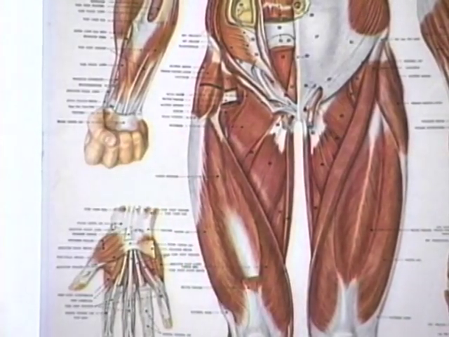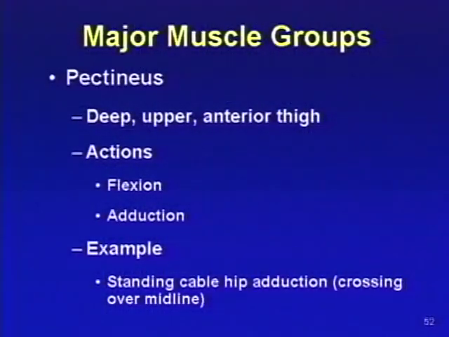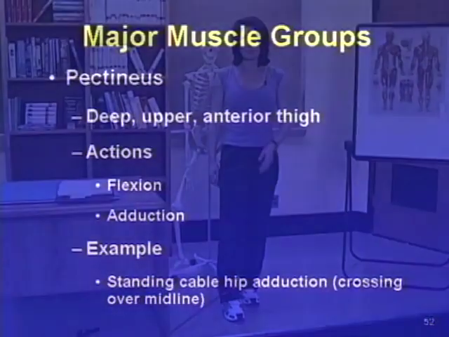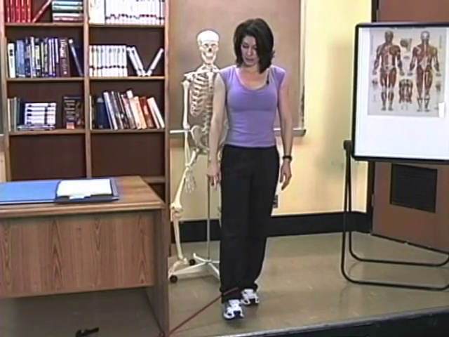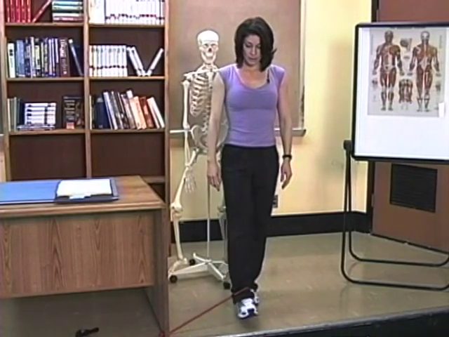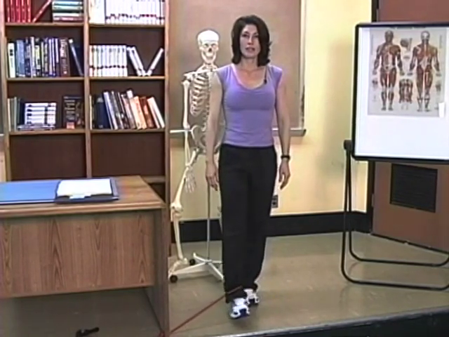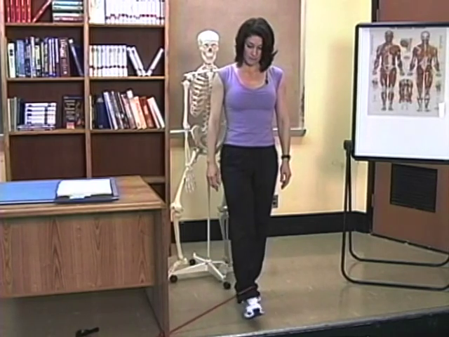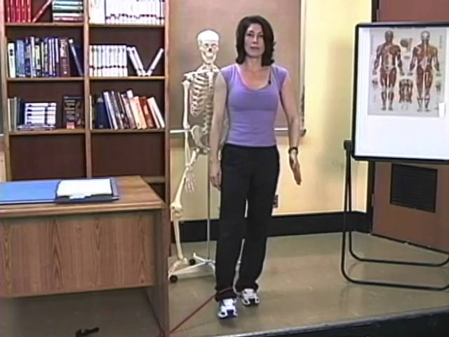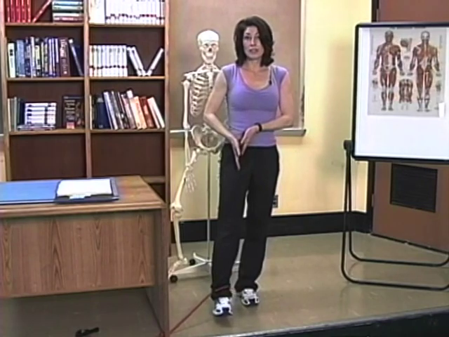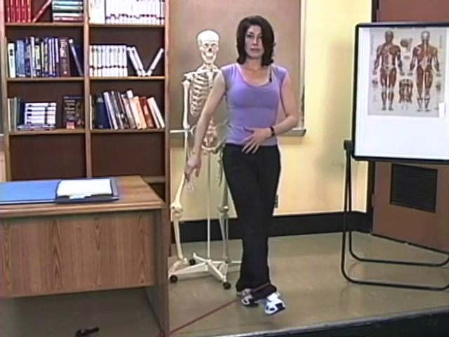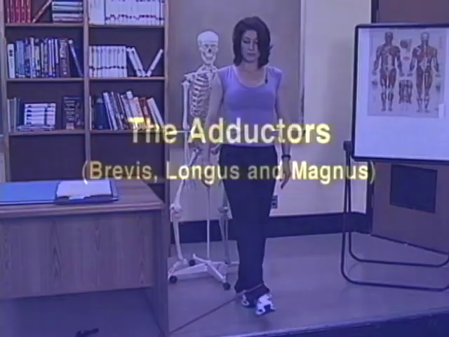The actions of the pectineus involve flexion of the hip and adduction of the hip. An exercise example that would work the pectineus would be standing hip adduction with slight hip flexion. So as you can see, I have resistance attached to my ankle, and I'm just crossing the midline, performing hip adduction. And in order to cross over the midline, I have to be in hip flexion. So this is actively working the pectineus.